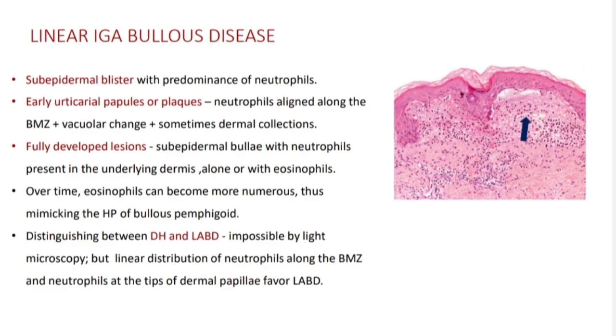Then, when DH and linear IgA bullous disease are compared, it is impossible to distinguish them by light microscopy, but linear distribution of neutrophils along the basement membrane zone and neutrophils at the tip of dermal papillae usually favor linear IgA bullous disease.